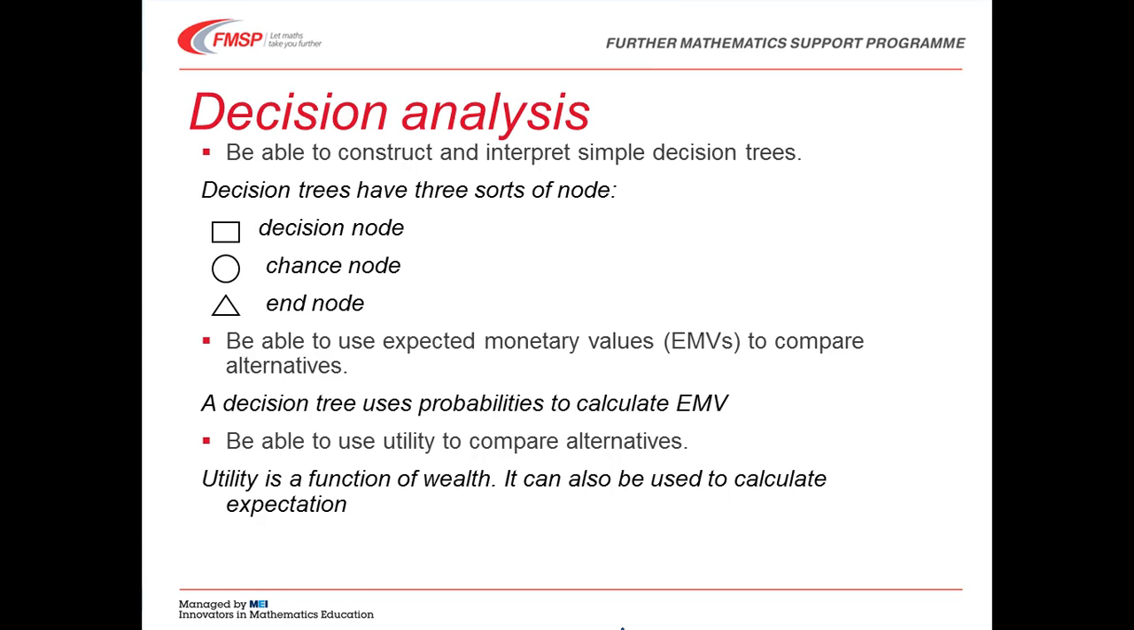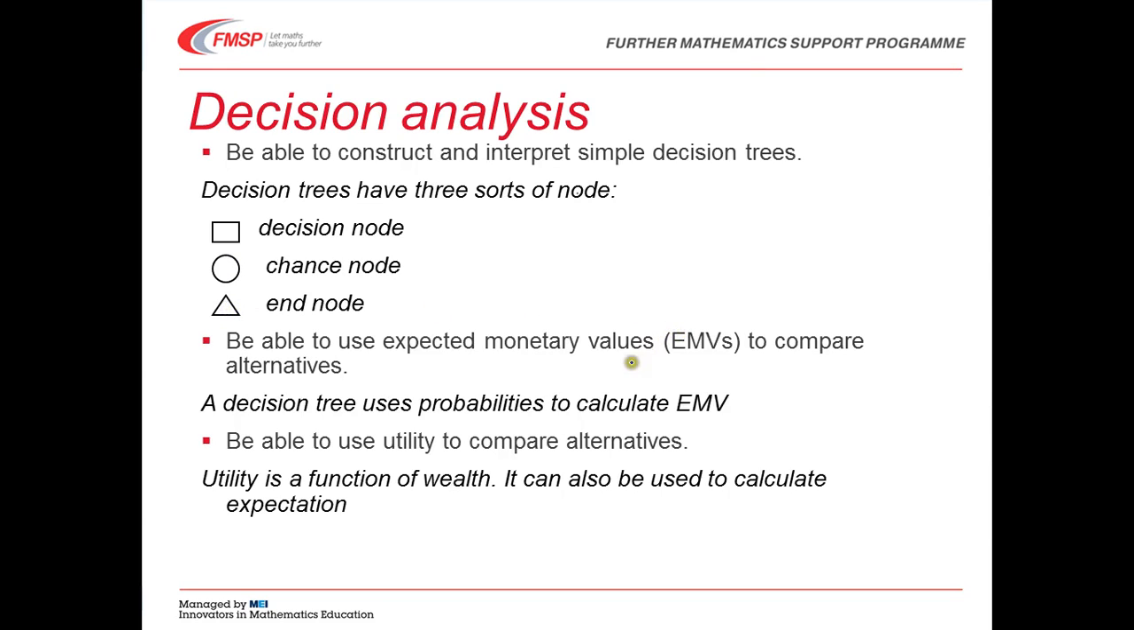So let's start by looking at what it says on the specification first of all. You have to be able to construct and interpret decision trees. Now it's really important to remember that decision trees have three different kinds of nodes. They have rectangular decision nodes, circular chance nodes and triangular end nodes, and getting those in the right places can be important for gaining full marks in a question.